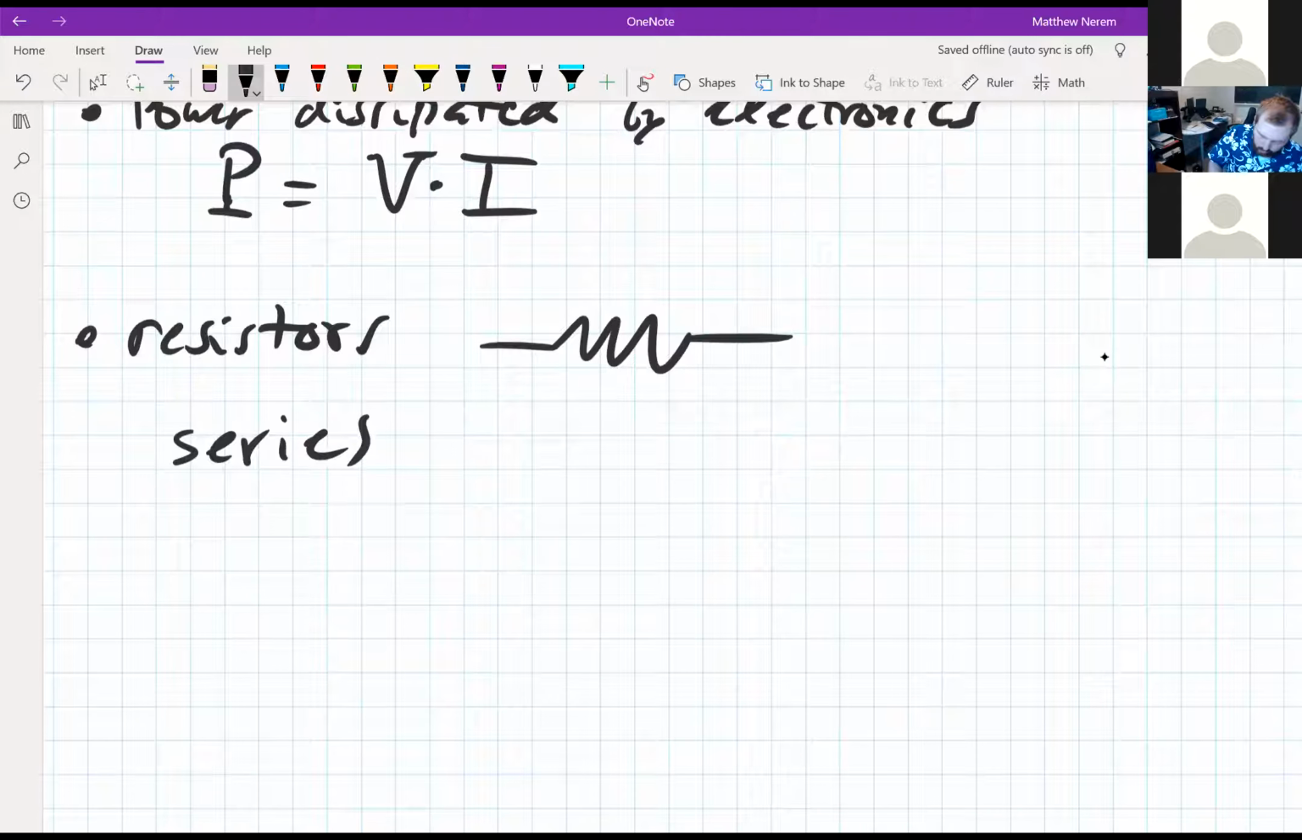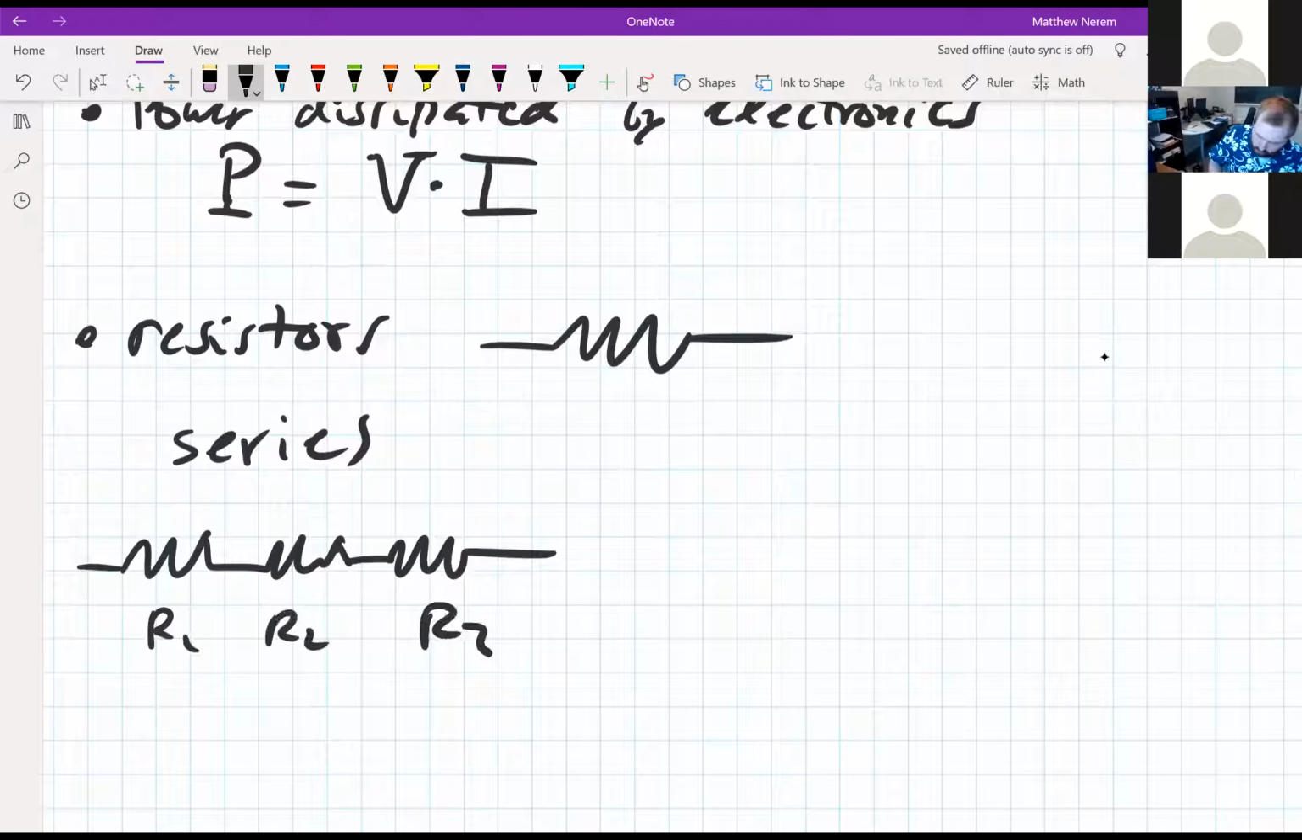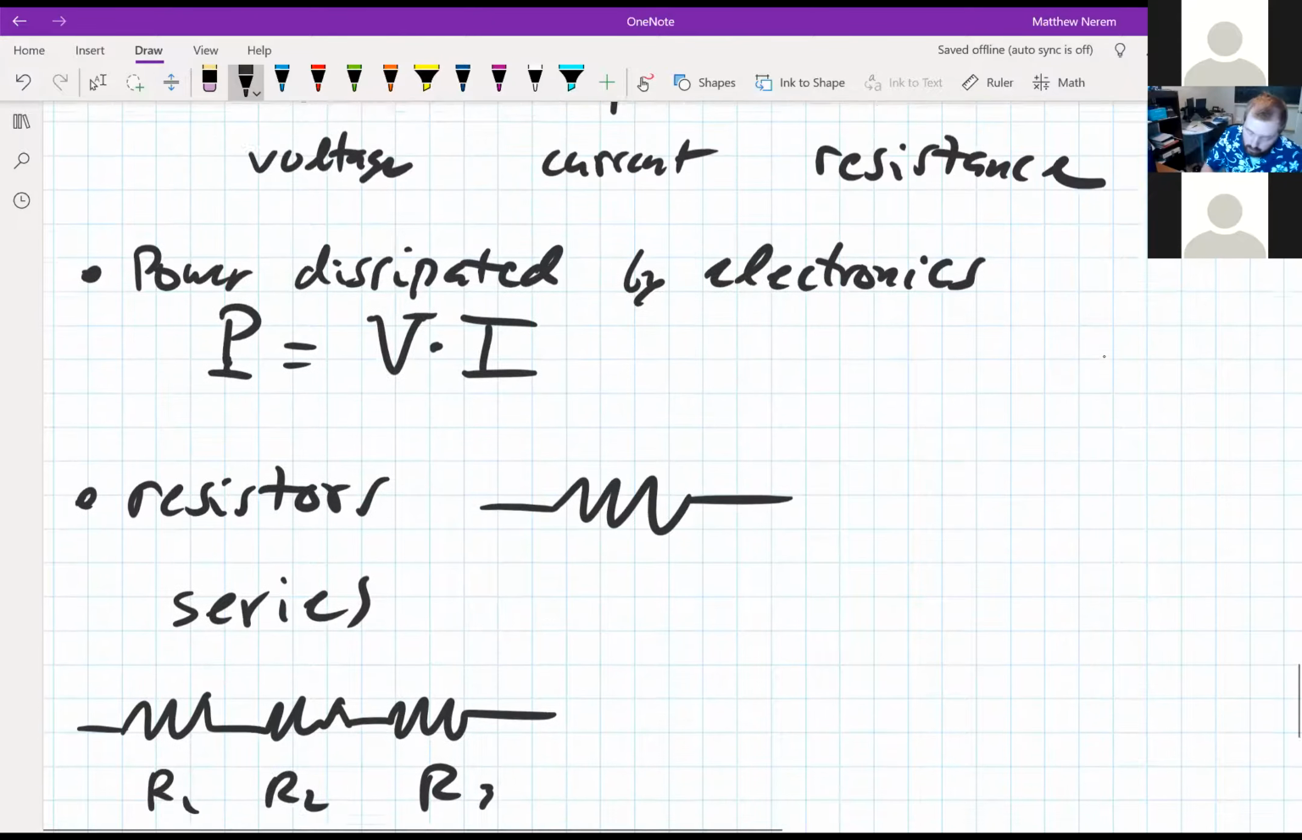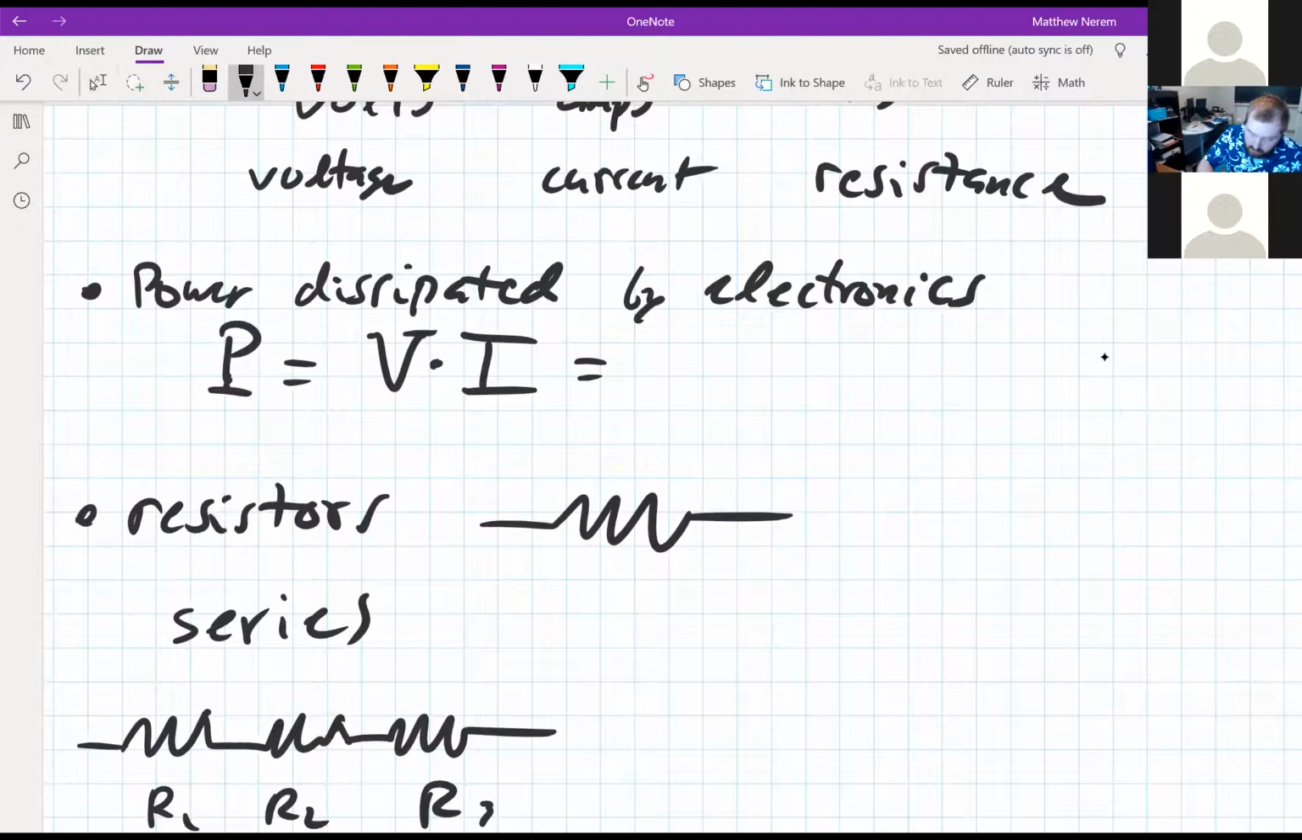So once again, we have them in series: R1, R2, R3. I'd say the equivalent is just the sum. When we'd use P equals I squared R. All right, so this is equivalent to that, I squared R. And let's box this in.